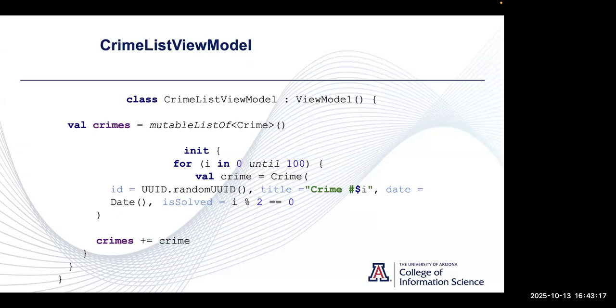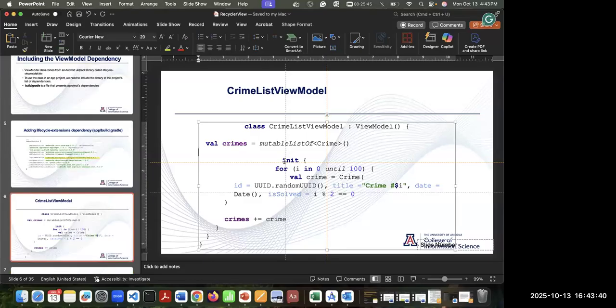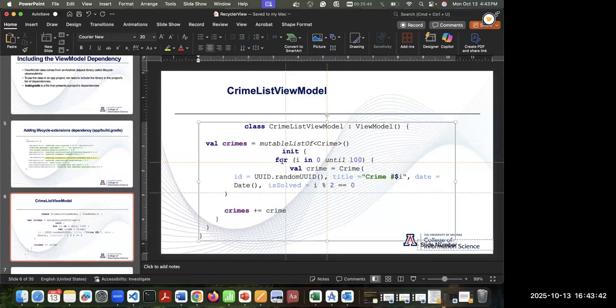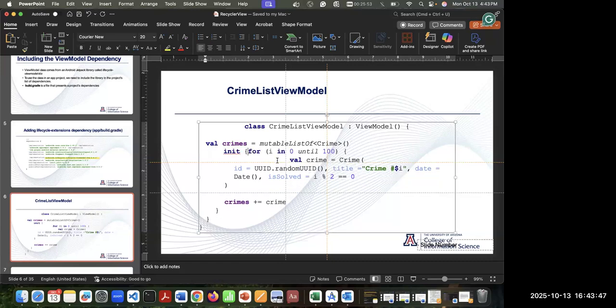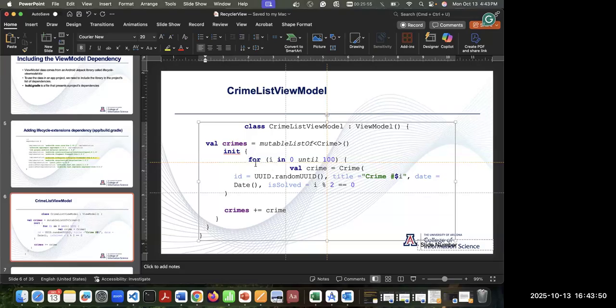And so for the crime list view model, in here we have the value of crimes, and this is a mutable list. So that's a new thing that we're going to add here. In this mutable list, we create a list of the crimes. So we do have an init, and when I was transferring this, it didn't show correctly, but it should be there. Then we have a logic function, a for loop of integer 1 until 100.